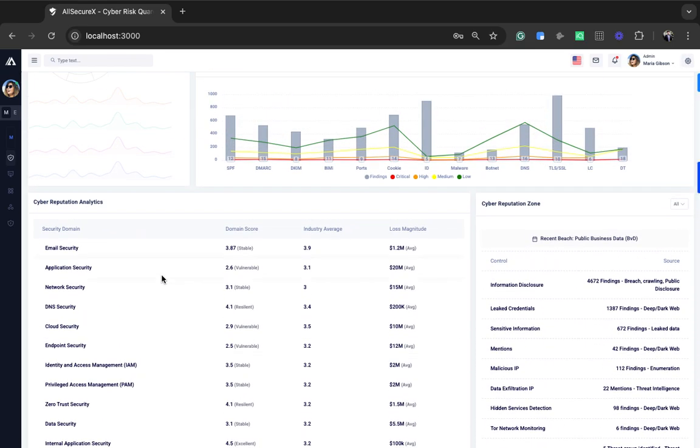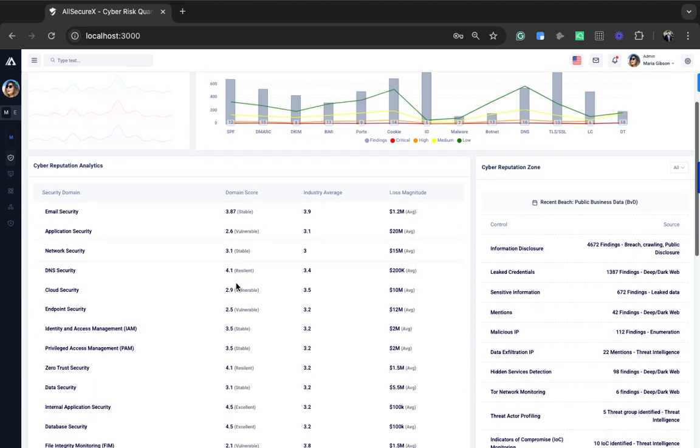And in the dashboard, you can see the overall score of a particular domain with the industry average and the overall loss magnitude. Now the scoring is done out of 5. So for example, if the DNS security is there, then we have a 4.1 rating, which is resilient, and the industry average is 3.4. And the overall loss magnitude is around 200,000 US dollars if a particular attack happens regarding one of the issues of the DNS security. So we are trying to map the risk quantification in terms of the loss magnitude as well as the security ratings out of 5.